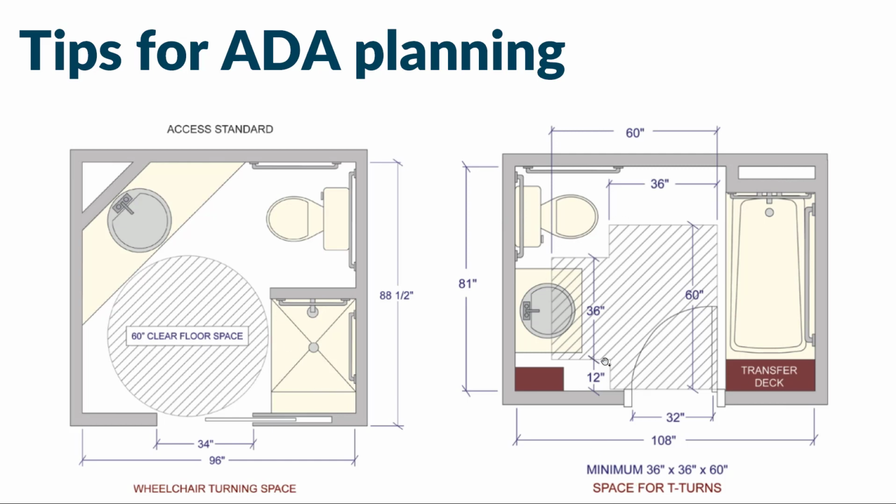option, you'll see here on the right, we need to have that 60-inch width again. And then we can notch that in, if required, down to a 36-inch wide open area, notching in 12 inches on either side to do the T-turn if absolutely necessary, although certainly the 60-inch turning radius is much better.